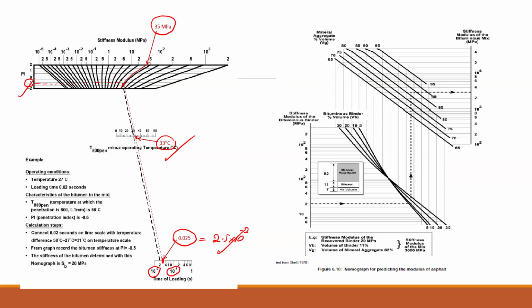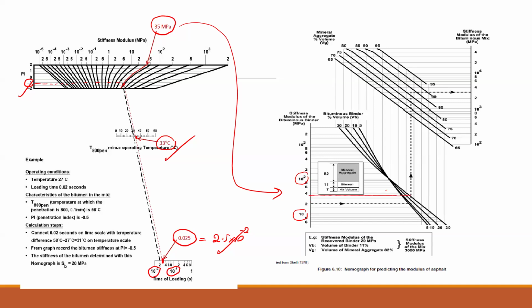Okay, now we are going to use that 35 here. So that 35 should come to here. So where is that 35 in this graph? So this is 10. This is 10. This is 100. So 35 is somewhere here. Am I right? Now we draw a horizontal line.